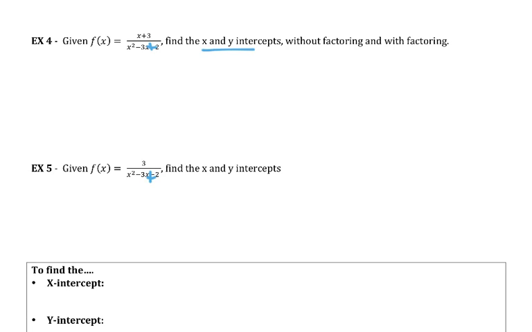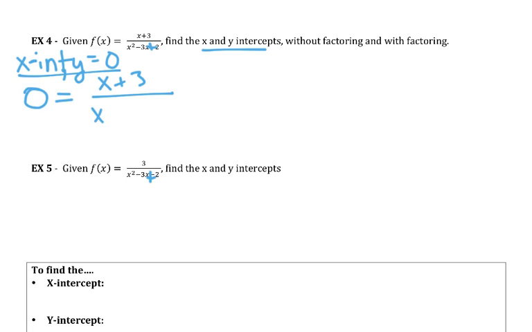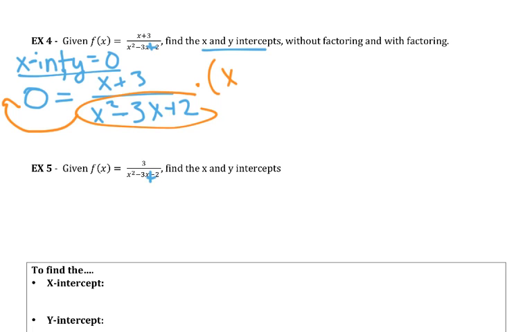Okay, so we're going to find the x and y intercepts without factoring first, and then we'll think about it with factoring. When I go to do the x-intercept, we said that my y value needs to be 0. Okay, so 0 for y equals x plus 3 over x squared minus 3x plus 2. Well, to solve, I need to get rid of my denominator here. How do I get rid of the denominator? I'm going to multiply to both sides. I'm going to multiply it to the left side, and I'm going to multiply it on the right side.